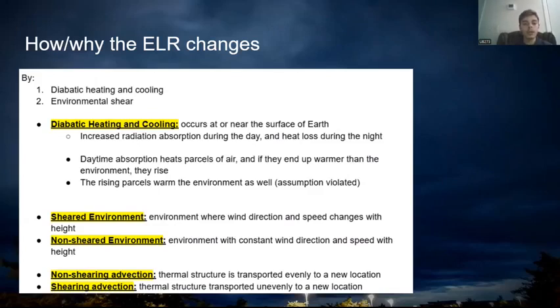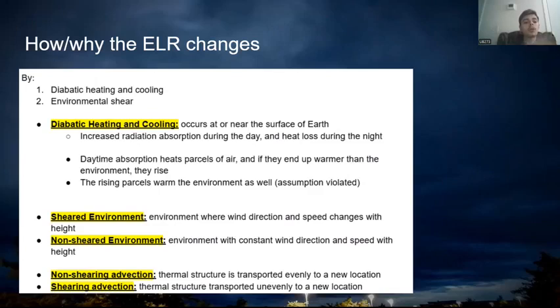Daytime absorption of heat heats parcels of air and they end up warmer than the environment and rise. So we have the sun's radiation coming down here and the planetary boundary layer that we know, we have absorption of heat, and parcels of air are able to rise that way. And as the parcels rise, they end up warming the environment as well. Assumption violated, because we remember we talked about in a previous video, we assume that the parcels and the environment don't mix together, but in reality they do. And so because of this absorption, the environmental lapse rate is able to change.